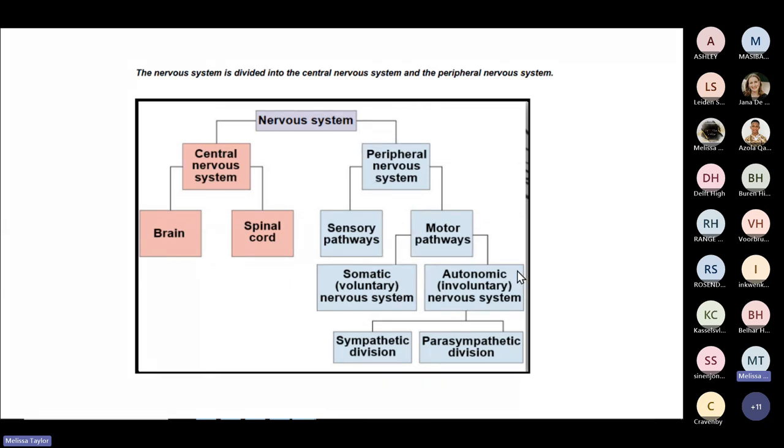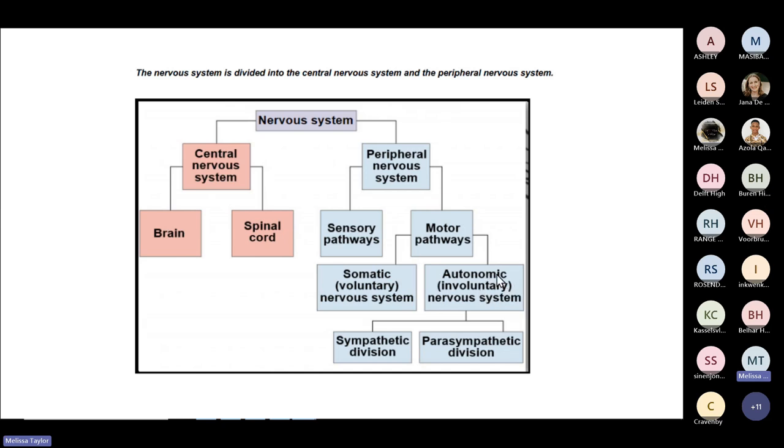Your autonomic nervous system is involuntary. So I always think autonomic sounds like automatic. It happens on its own without you controlling it. So things like breathing, heart rate, your digestive system, all of those things that happen on their own.